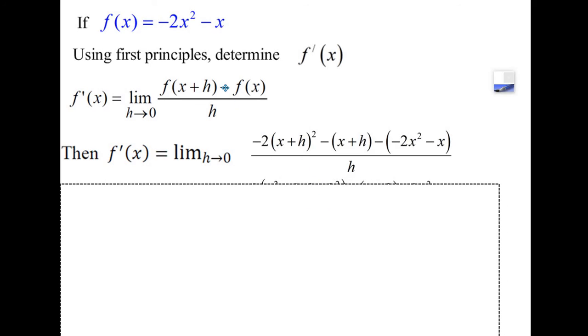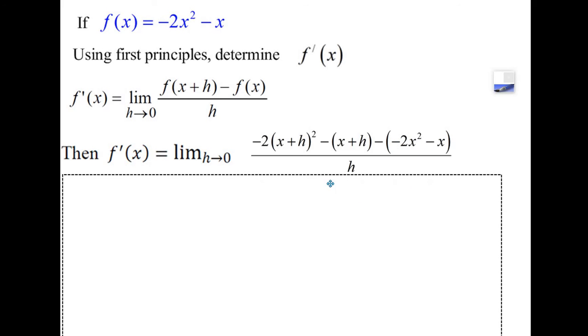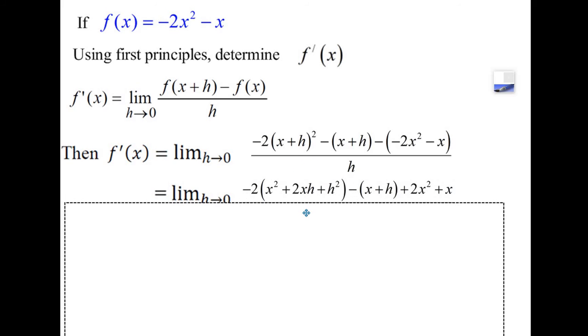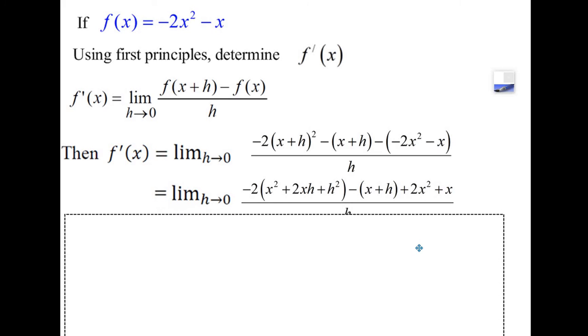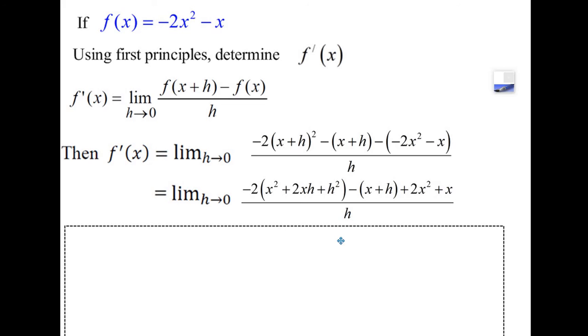So we get a mark just for replacing x with x plus h and writing down minus whatever f of x is. And then it's just a matter of expanding it and doing the algebra. X plus h squared, you get used to this one being x squared plus 2xh plus h squared, minus x plus h. But be careful with the signs here. You can mess up. Minus minus makes plus 2x squared. Minus minus here makes plus x. But we still just have an h in the bottom.